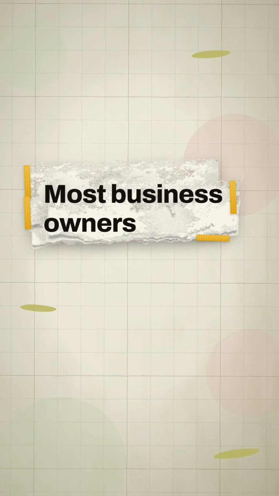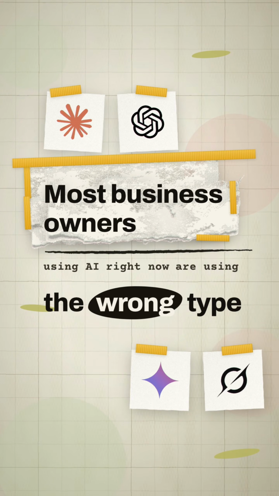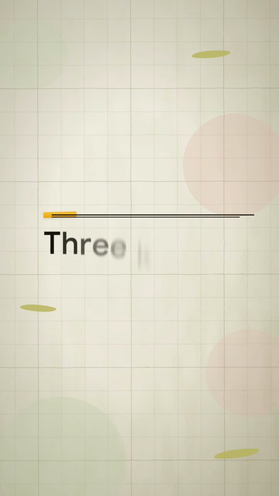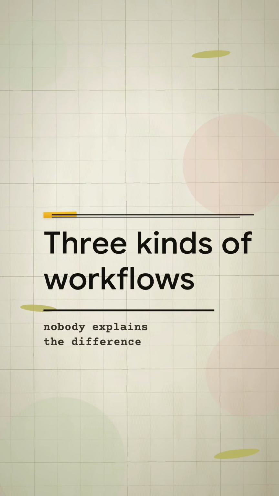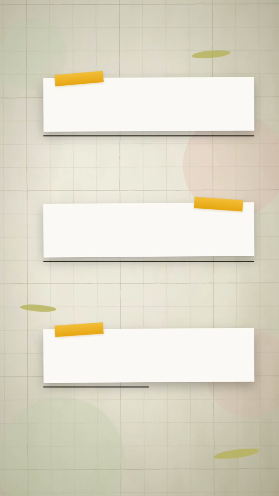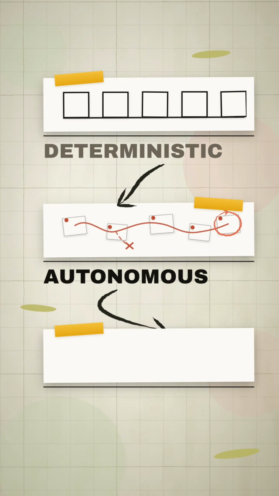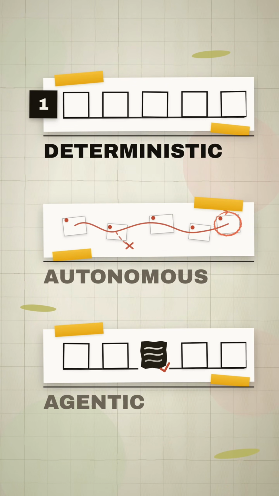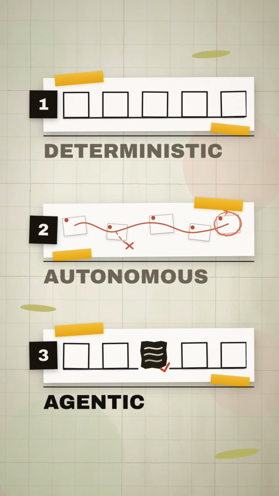Most business owners using AI right now are using the wrong type of AI for the work they're doing. There are 3 kinds of workflows and nobody explains the difference. So let me explain what is the difference between deterministic, autonomous, and agentic workflow to you and show you where each one exactly belongs in your business.